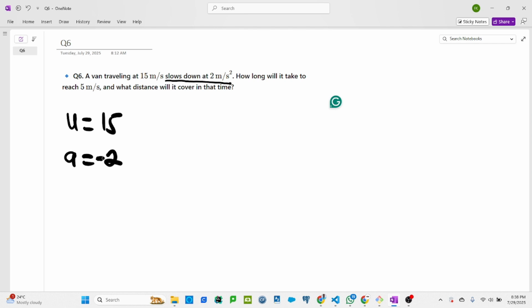Note that it is only the acceleration that you have to make negative. Don't go and make the initial velocity negative. Don't go and make the final velocity negative. It's only acceleration that you need to make either negative or positive based on the question. But this question is saying that we are slowing down. Because of the slowing down, we need to give it a negative value. Are we okay on that? Yes.